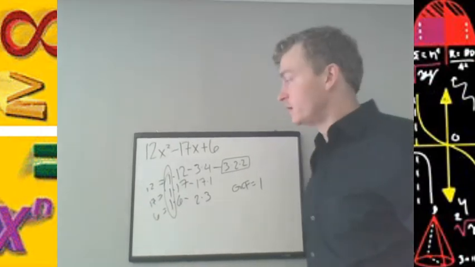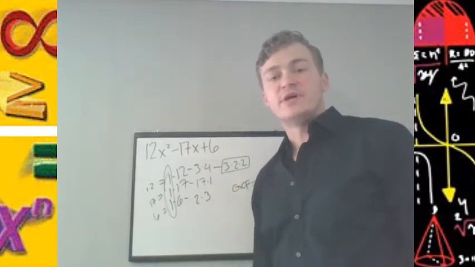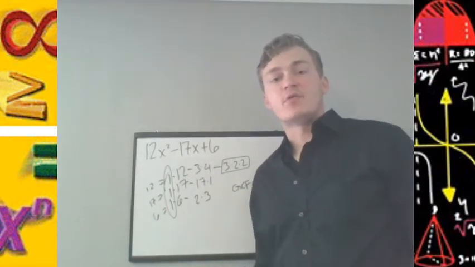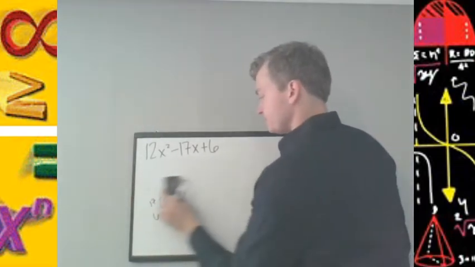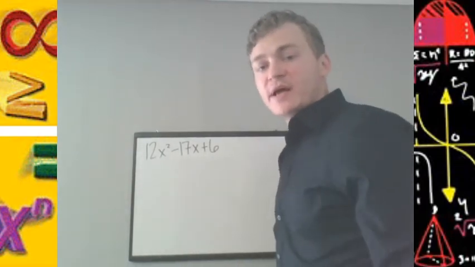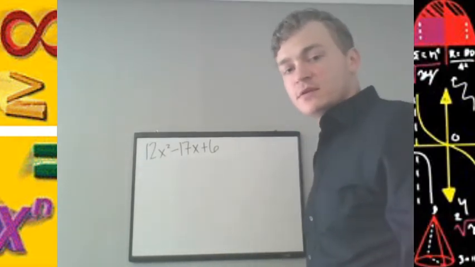With that in mind, the only way that we now will look for factoring this trinomial is using our AC method or our trial and error method. Let's go ahead and stick with the AC method. First step here is to multiply A and C together. 12 times 6. 12 times 6 is 72.